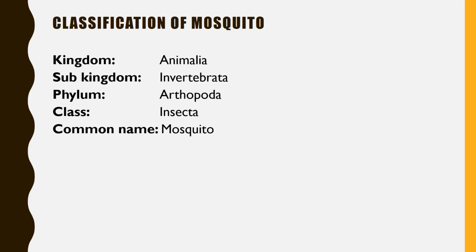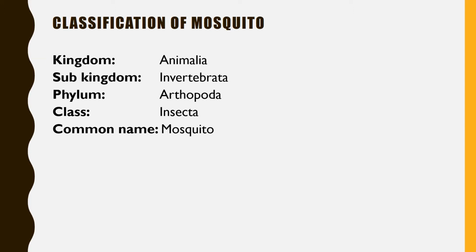Let's begin the classification with the highest order, that is kingdom, at the beginning. Mosquito belongs to kingdom Animalia and subkingdom Invertebrata, because it does not have backbone. It is kept in phylum Arthropoda, which means jointed legs. Mosquito bears jointed legs, so it is kept in phylum Arthropoda.